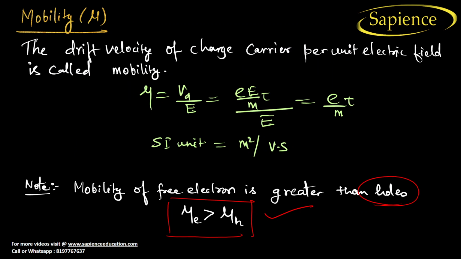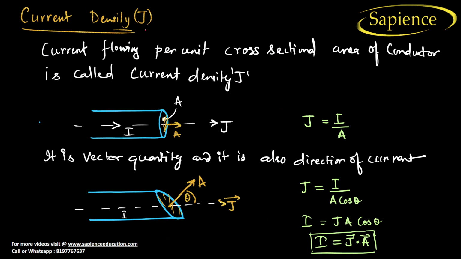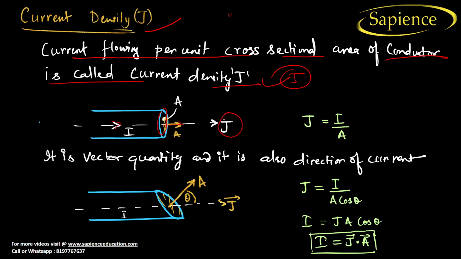Now, what is current density? Density means the number of something per unit volume. The current flowing per unit cross-sectional area of a conductor is called the current density, and it is denoted by J. For example, this is a conductor and this is the cross-sectional area, and the current flowing through this is I. So J will be the current I by A, and it is a vector quantity.